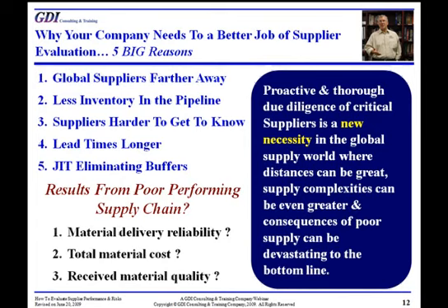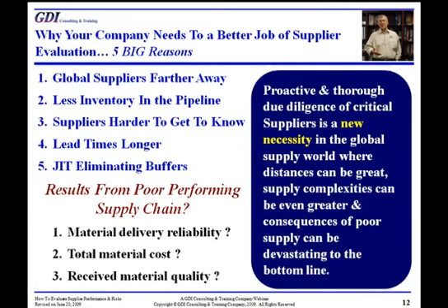Suppliers are harder to get to know, again, because of their distances and because of their languages and because of their cultures and because of their business norms. The business norms become a fairly significant issue because different companies react to problems differently. Lead times have gotten longer because a lot of material is sitting on boats on the ocean, and the JIT, as I indicated earlier, the buffers have been eliminated as a result of just-in-time inventory management.